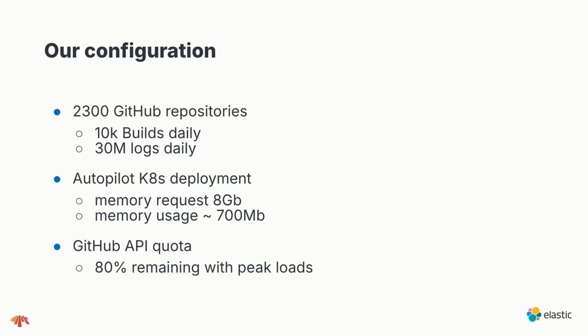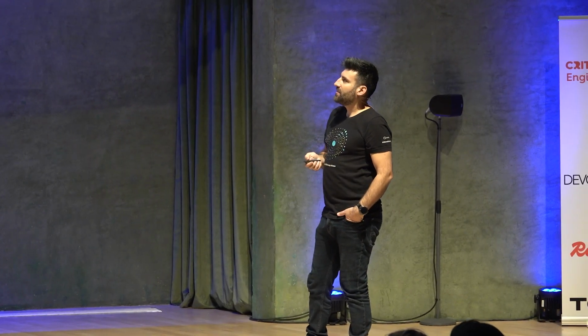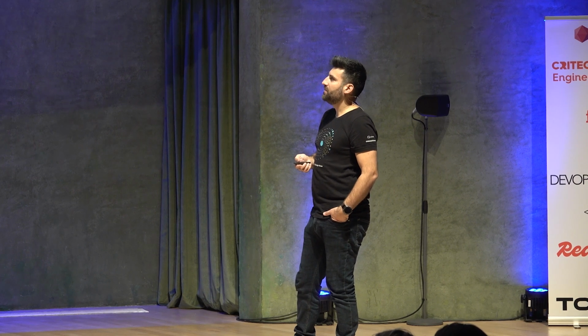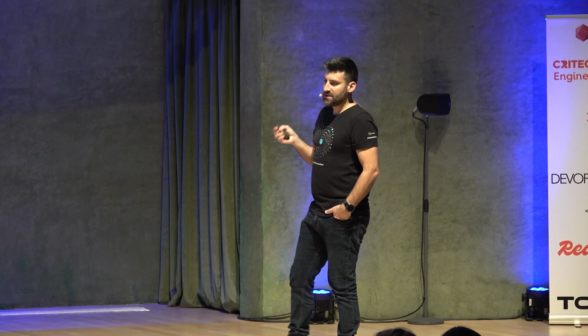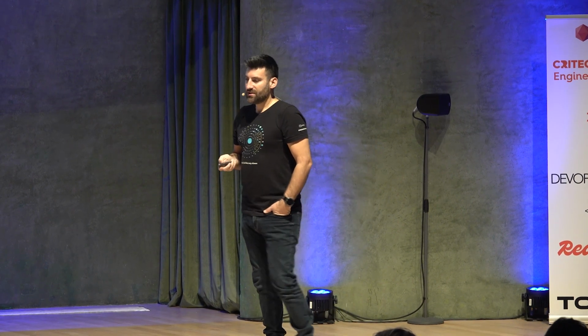So what we end up with, by having this Autopilot Kubernetes deployment, is 700 megabytes of memory usage on average, even though we allocate more. We managed to have this service for over 2,300 GitHub repositories. That is about 10,000 builds a day and 30 million logs. We never have issues with the GitHub API rate limit quota, which could also be one of the bottlenecks. So this is good enough for what we have. It actually doesn't suffer.